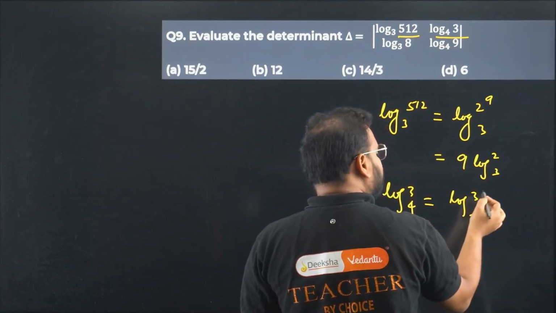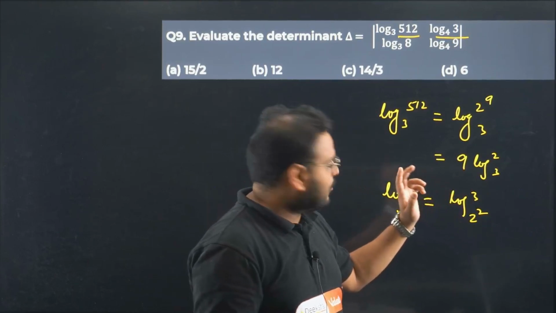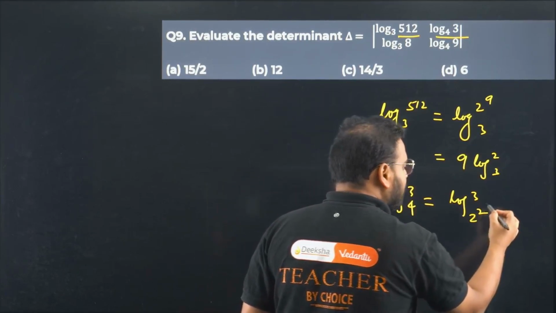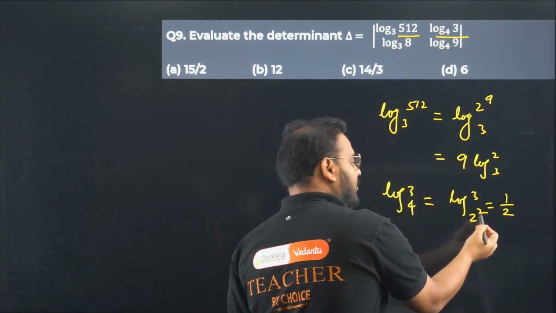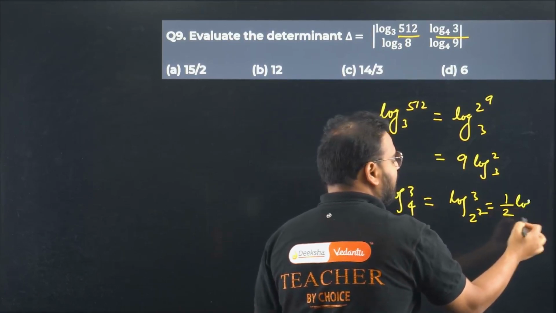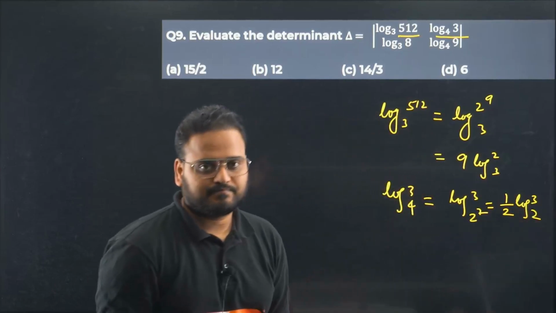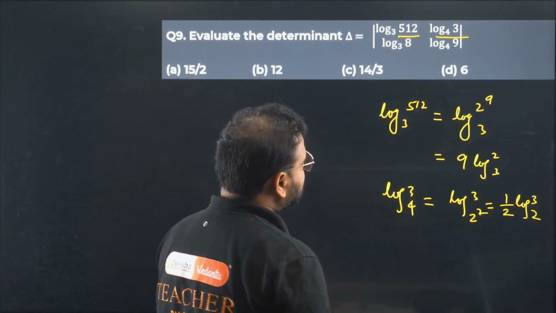Any power of the number itself, the 3 power, will come in the coefficient as the numerator, and same over here, this 2 power of the base itself will come in the coefficient as the denominator. So 1 by 2 will come. This is clear. Okay, so that part is clear now.